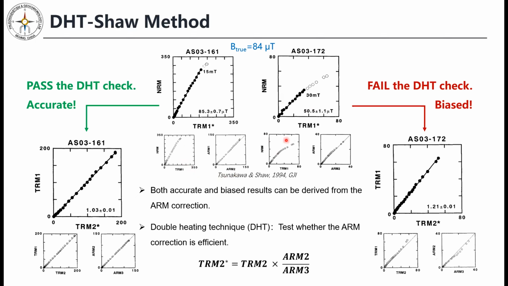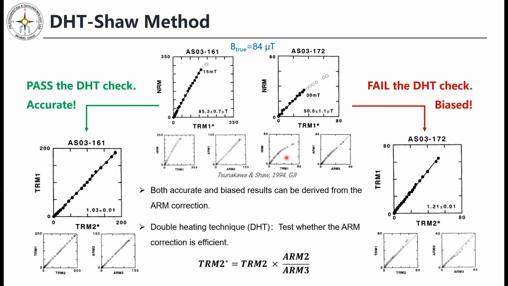And here are some plots. For the left sample, the NRM versus TRM1 plot and the ARM1 versus ARM2 plot are both very linear. For the right sample, the NRM versus TRM1 plot is obviously curved, and the ARM1 versus ARM2 plot is quasi-linear. So at least for the right sample, the ARM is not a good analog to the TRM. So it's not surprising to have a biased result in these samples.